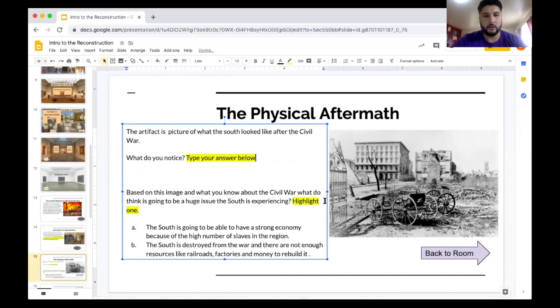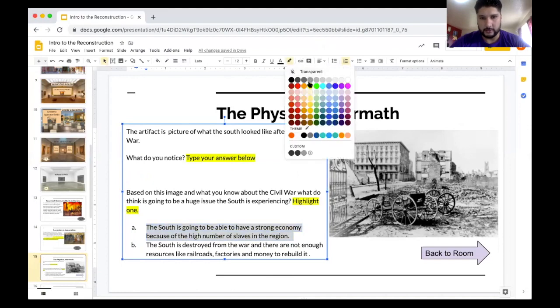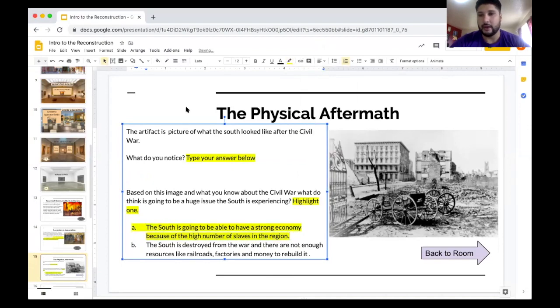And then there's also going to be some multiple choice questions like we have here. So what you're going to do is highlight whichever answer you think is correct. So you click it, you highlight it, and that would be your correct answer. So just make sure that you do that, okay? And that is pretty much it.